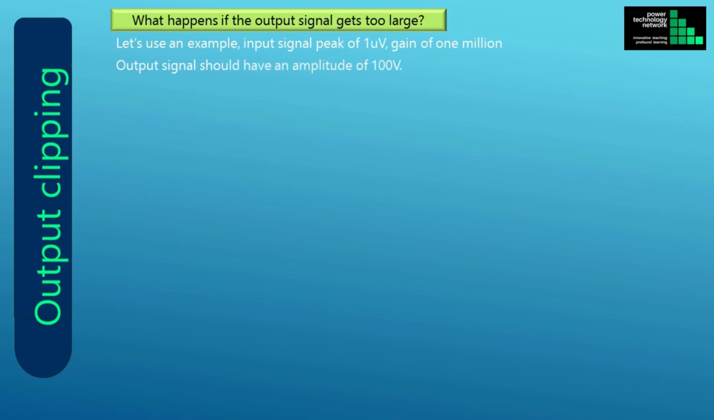What happens when the output signal gets too large? Let's use an example, where the input signal to the op-amp is 1 mV, and the open loop gain of the op-amp is 100,000, or 100 dB. As op-amps go, this is quite a large open loop gain. The voltage at the output of the op-amp should therefore be 100 volts. This of course never happens, because the output of the op-amp cannot rise above the supply rails.